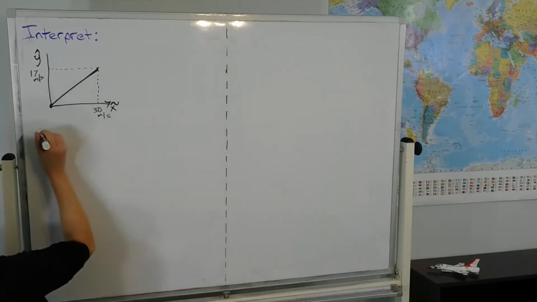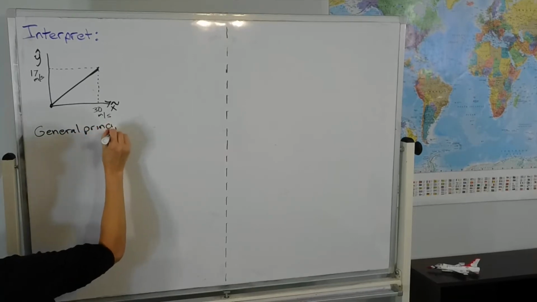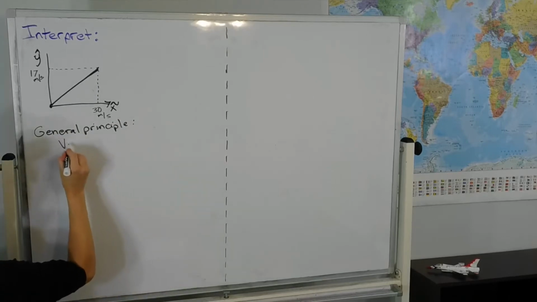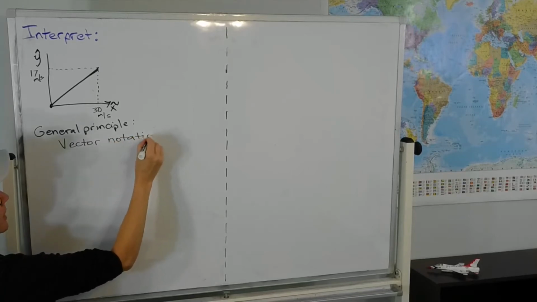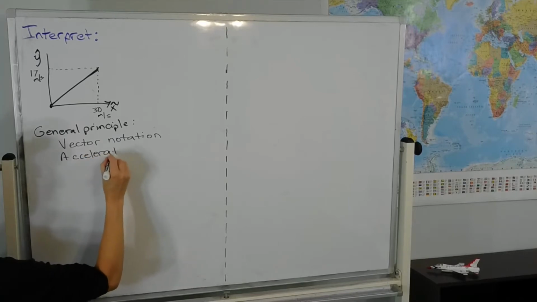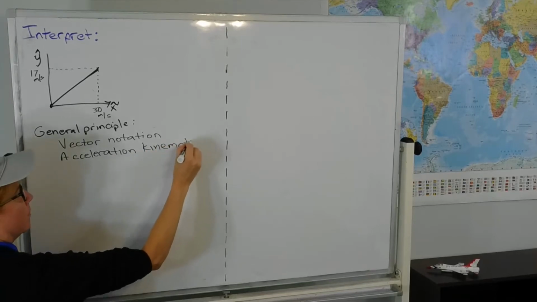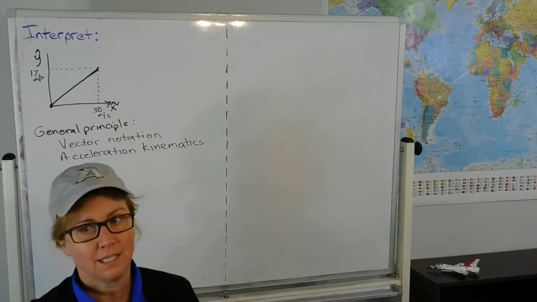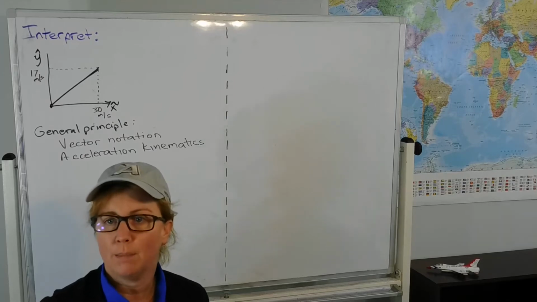So the general principles of physics here that we're going to be applying are twofold. One is vector notation and acceleration kinematics. Next, we're going to develop a plan. That's the D part of the IDEA problem-solving format, which will be our approach to evaluating the problem in the next step.